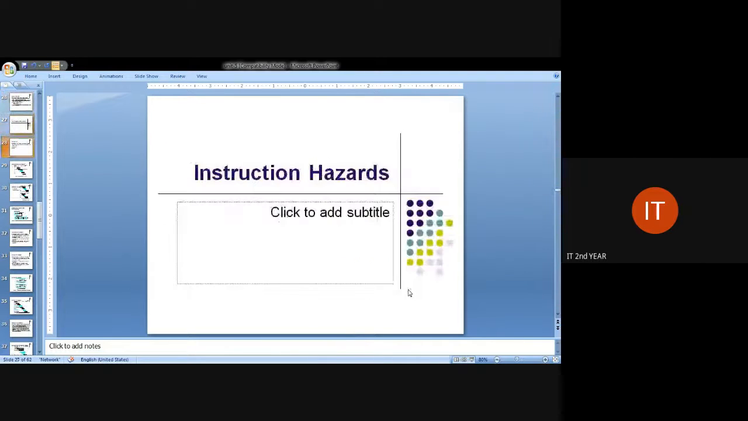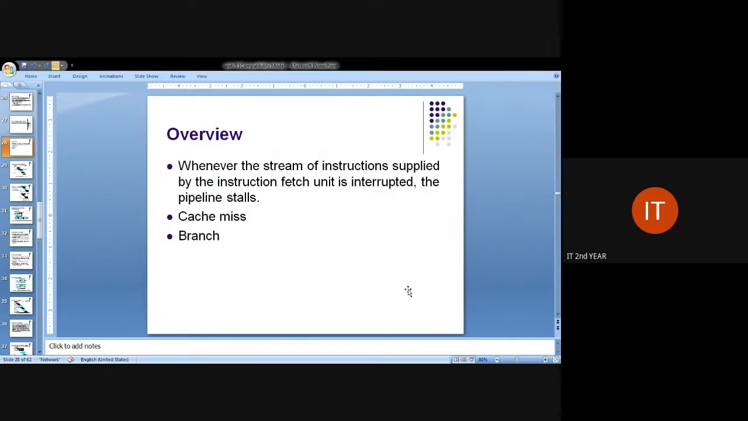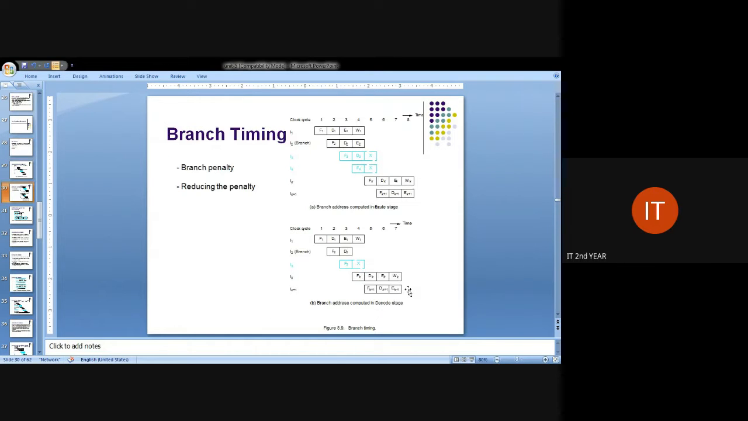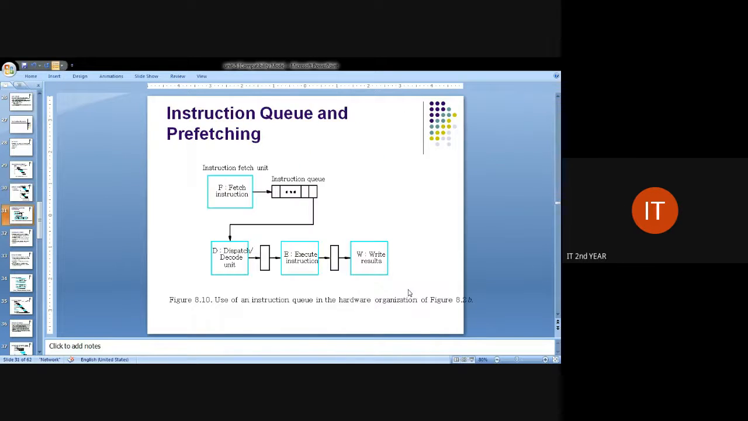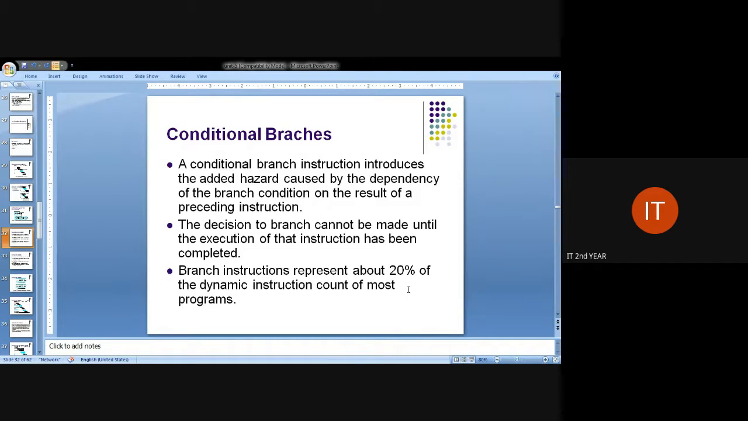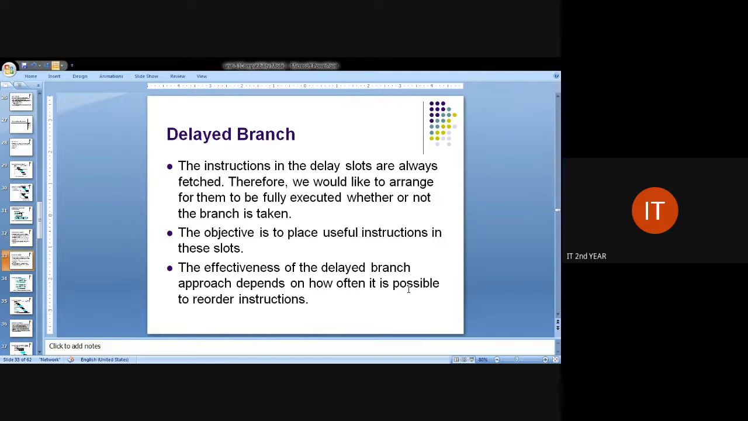Okay, so next one is instruction hazard. Whenever the stream of instructions to be fetched is interrupted, it will lead to an operation called a stalling operation or bubble. So cache miss and branch prediction are important conditions that we deal with in removing these instruction hazards. Branch timing also decides how these instruction hazards can be converted into successful execution.